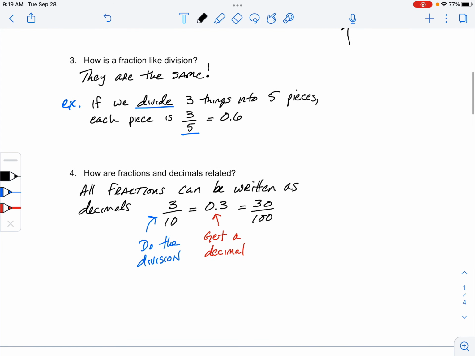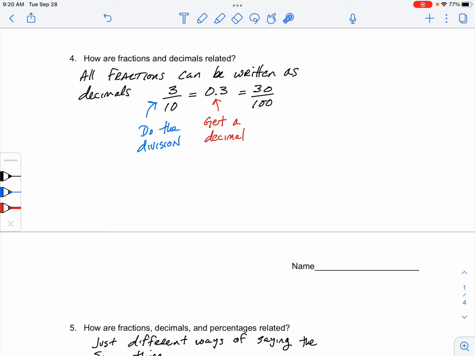So thinking about how fractions and division are alike, they are the same. For example, if we divide 3 things into 5 pieces, each piece is going to be 3/5 of a whole. So we could write that as a decimal as 0.6. If you put it in your calculator, that's what you would get. So when you see a fraction, you can think of that as division happening. 3/5 is the same as if we were to take 3 and divide it by 5.